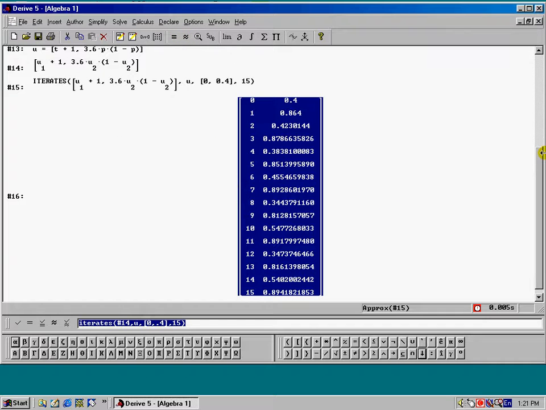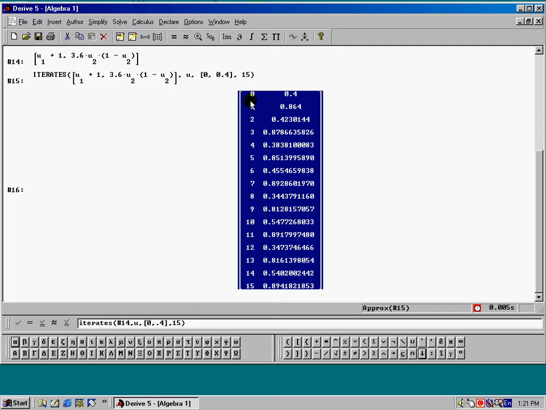And here we get the list of the points. In year 0, the population is 0.4. In year 1, the population is 0.86. In year 14, the population is 0.5402 on some scale.